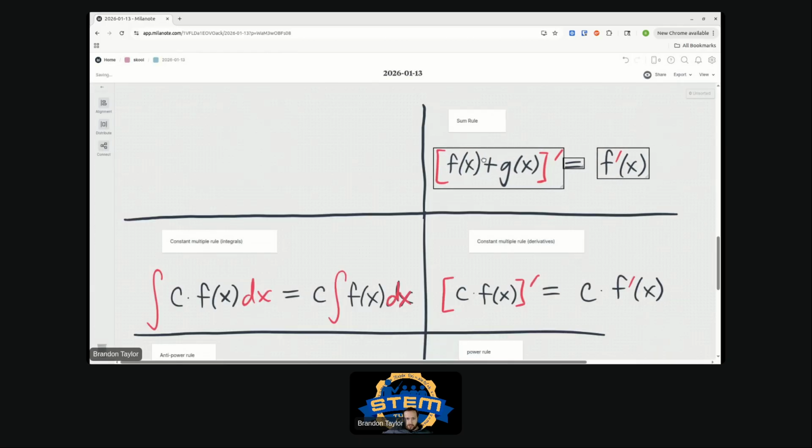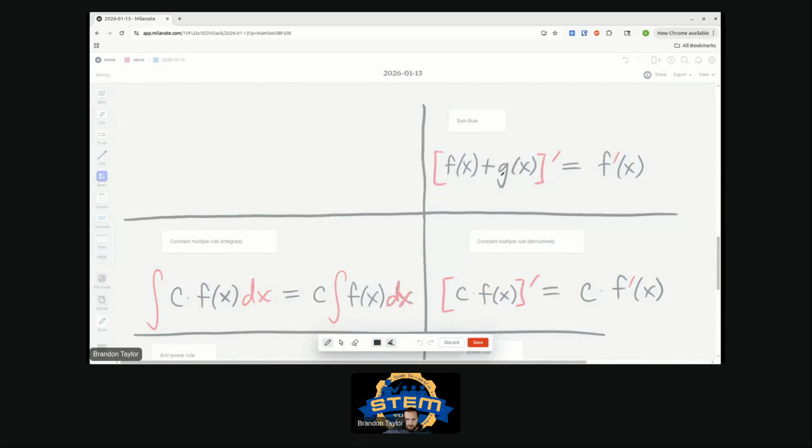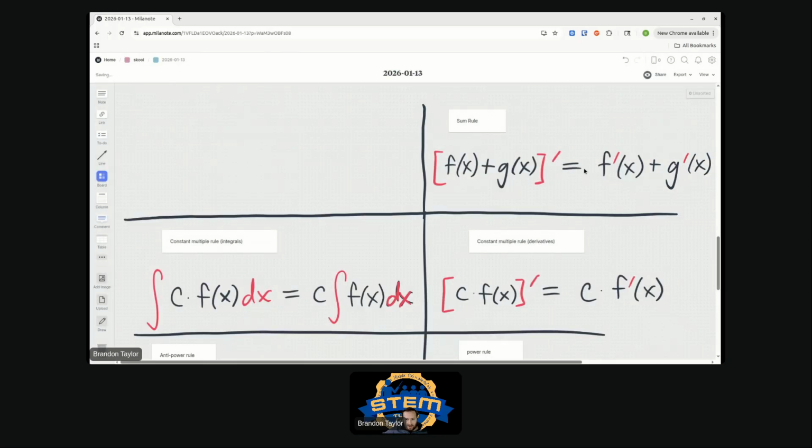Basically what you do is you do the opposite, or not the opposite, but you do basically the derivative of each individually and then add them afterwards. So instead of the derivative of the whole thing, f of x plus g of x, you do f prime of x plus g prime of x. Take the derivative of each thing and then add them afterwards.